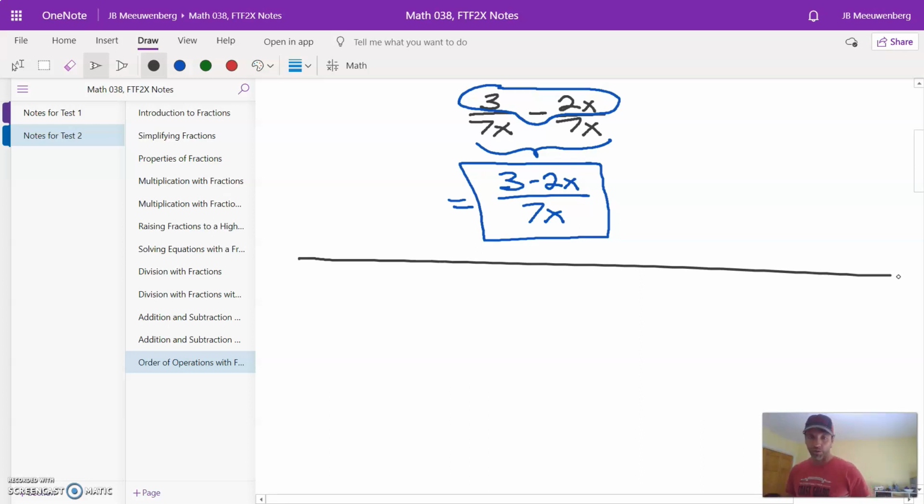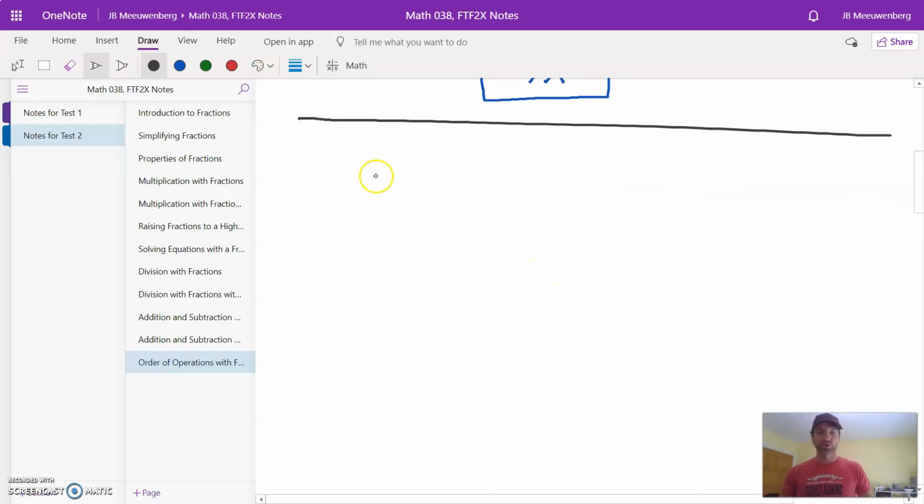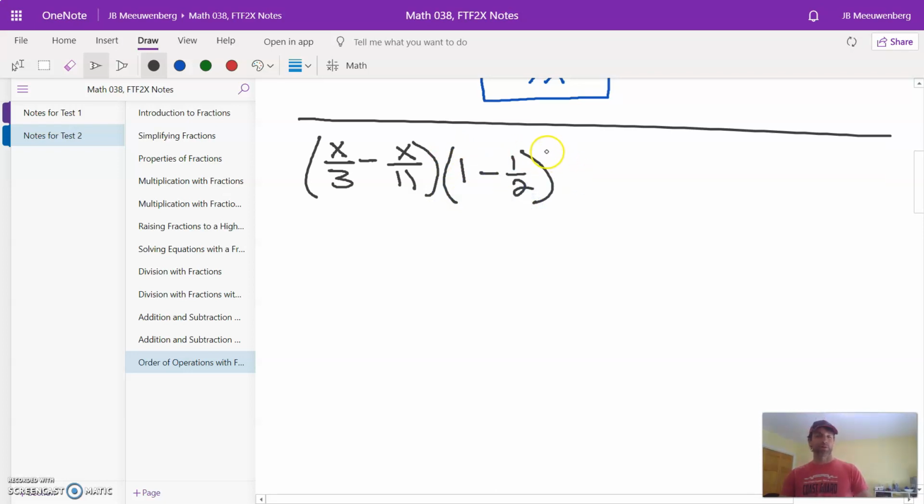All right, let's try one more. Again, pause this and try it. So in parentheses, we have x over 3 minus x over 11, close parentheses, times, in more parentheses, 1 minus 1/2, in parentheses, I'll say quantity, squared. So take a look at that, pause, and try this.